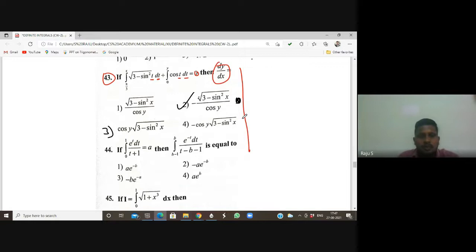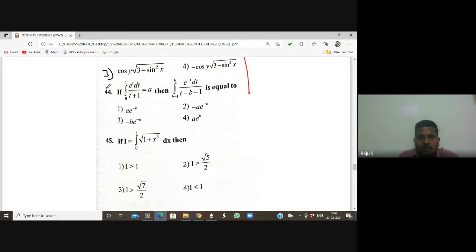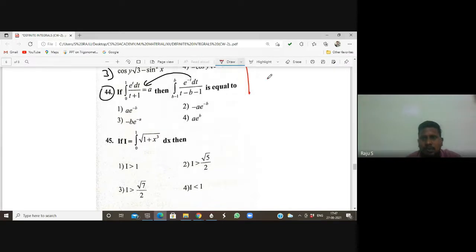Got it. So now coming to question number 44. See, they're asking this value. This value, integral 0 to 1 of e power t dt by t plus 1, we already know. This value we can change to this form. So how can you change that?